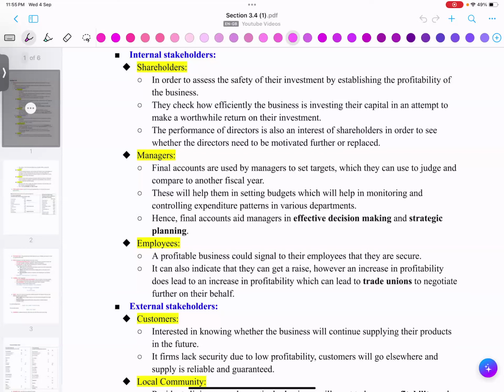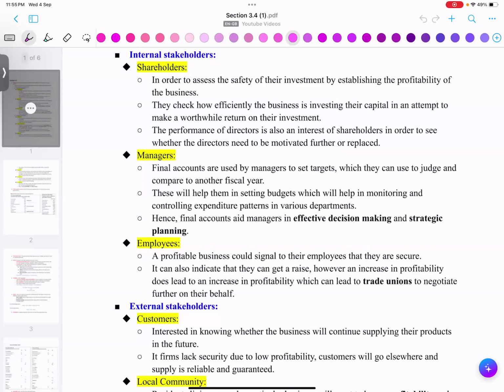So let's begin with shareholders. If you don't know who shareholders are, they basically buy shares in the business and then expect returns from these shares. They want to satisfy the safety of their investment by establishing the profitability of the business. If the business is doing well, that's a good thing for the shareholders. They know that things are being done right, and that the money they invested was worth it, right?